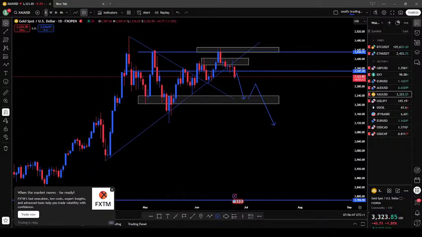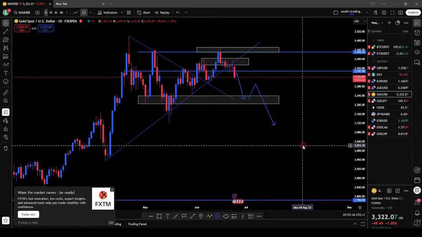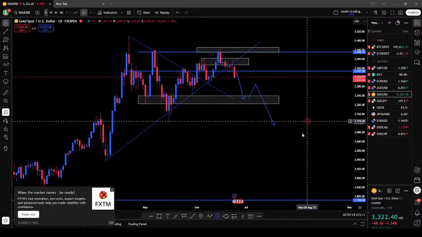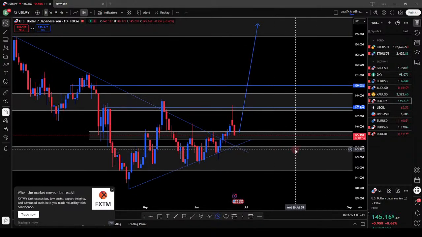So I'm expecting a major sell on gold. Gold will do more of a sell this coming week. We are expecting more sell on gold this coming week. And we also said we expect the pound to drop also.